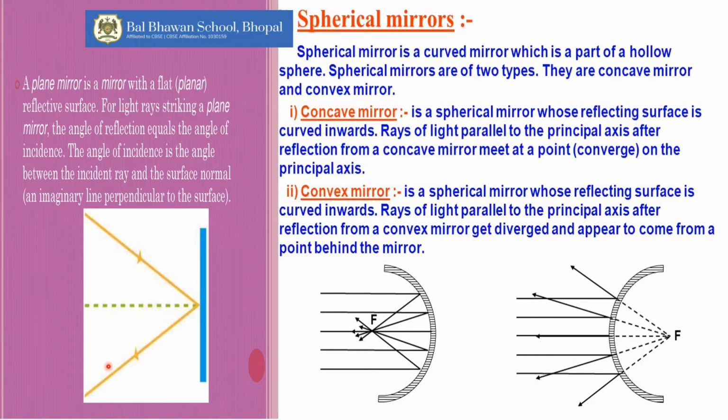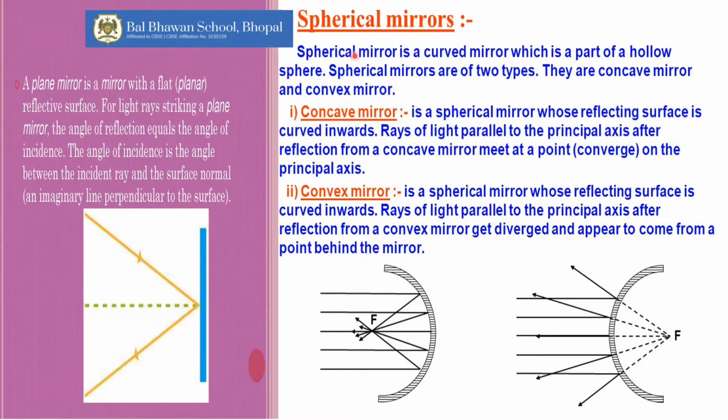Now what is that incident ray? The ray which is falling on the plane surface is the incident ray. And when we draw a line perpendicular to it, an imaginary line, that is known as the normal. So the angle between the ray falling on the plane surface and the normal is known as the angle of incidence. Whereas the ray which reflects back is known as the reflected ray, and the angle of reflection is the angle between the normal and the reflected ray.